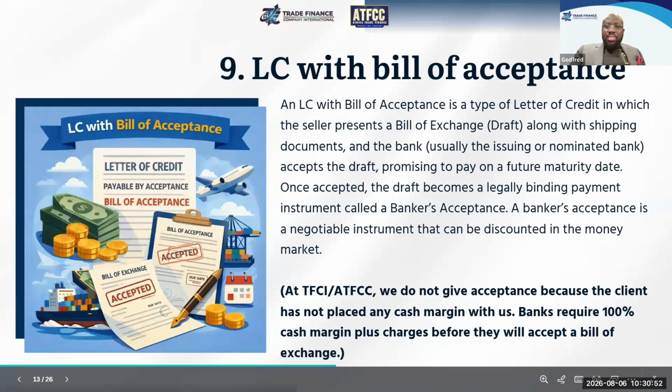Once the banker's acceptance is given, that becomes a negotiable instrument, and it can be discounted in the money market. Here, we do not give acceptance. If we talk about acceptance, this is exactly what we mean: we do not agree to pay for the goods. This is because the client coming to us has only given us a percentage of the face value of the transaction. That is not enough for us to bear the risk of paying for the entire cargo. So all our instruments are without acceptance. Our LCs and SBLCs, we do not give acceptance. Next slide.